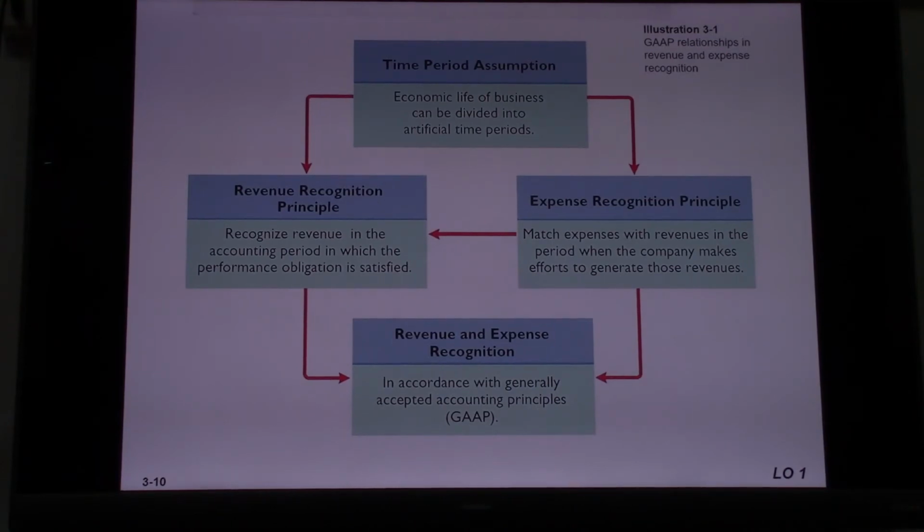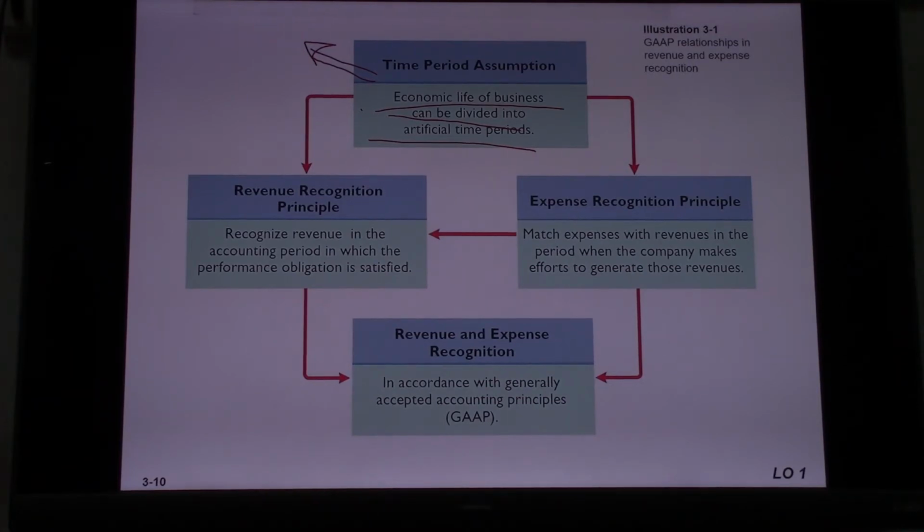Thus, to summarize what we have stated, this illustration summarizes the revenue and expense recognition principles. If you remember, we have discussed in our prior lecture the time period assumption, which indicates that the economic life of a business should be divided into artificial time periods. These time periods can usually be a month, a quarter, or a year. So the time period assumption requires that companies divide the economic life of a business into artificial time periods.